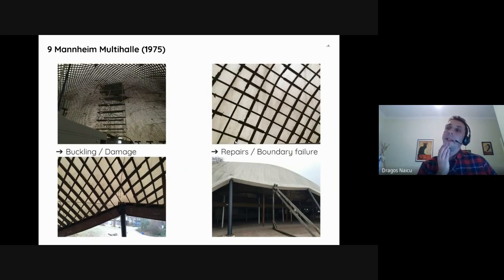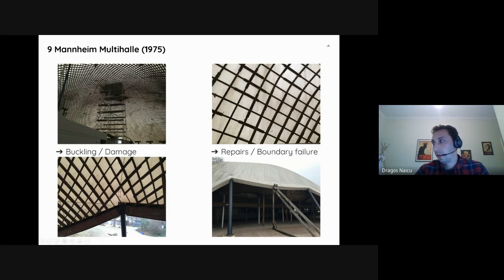Now this was built and it was supposed to be up for 2 years. It's been up since 1975. There's a lot of damage that's occurred to it. These are photos that I was able to take myself a few years ago when I was able to visit it. So there was some buckling that happened in the main dome. You can see the dimple here as it buckled inwards. That's why the support tower is there.